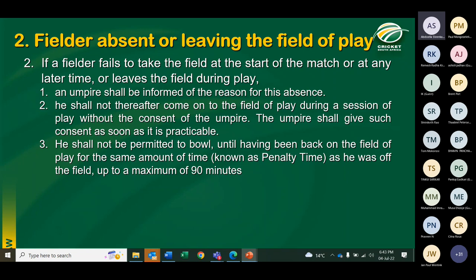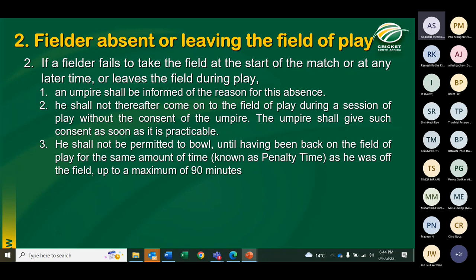So in my example, Johnny left the field at 10:30, he came back at 10:50, so he was off for 20 minutes. So you confirm with the other umpire that both of you are happy that Johnny was off for 20 minutes. You then inform Johnny that, Johnny, you've been off for 20 minutes. You're only allowed to bowl 20 minutes later, which is 11:10. So you inform the bowler as well as the captain when Johnny can bowl again.